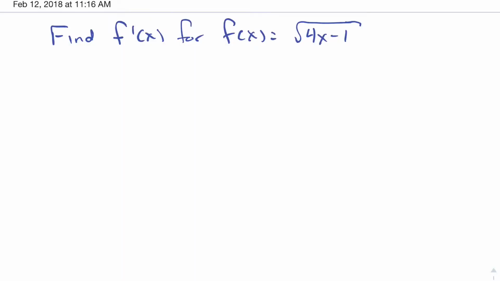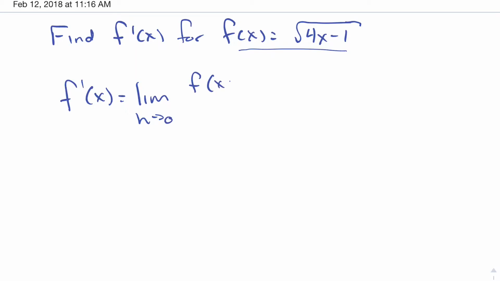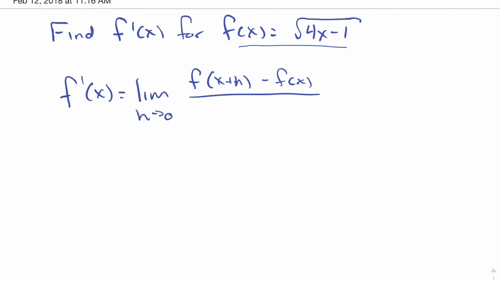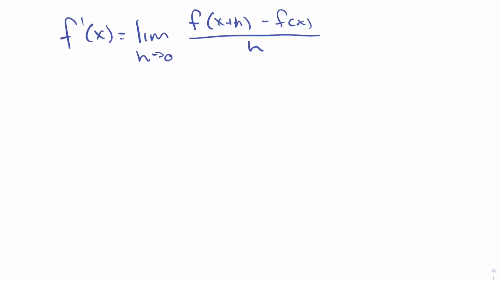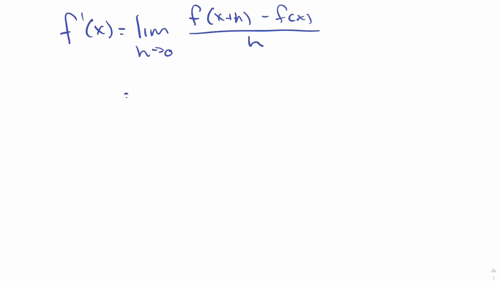Hello. In this video, we're going to find the derivative function for f of x equals the square root of 4x minus 1. When we look to find the derivative function, we set this up exactly the same way as any other derivative: f of x plus h minus f of x, all over h. We're taking the limit as h goes to 0 of our difference quotient.